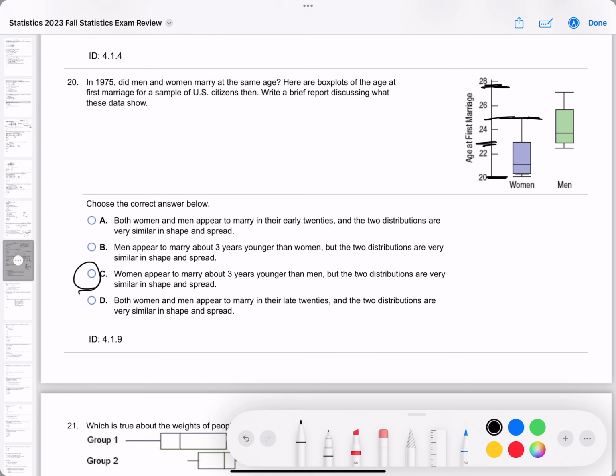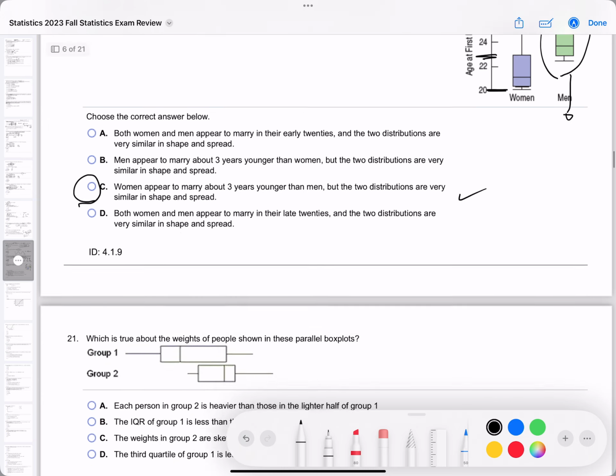But everything else, the shape looks like it's the same. It just looks like the whole aspect is just shifted. So that's why that one's correct.